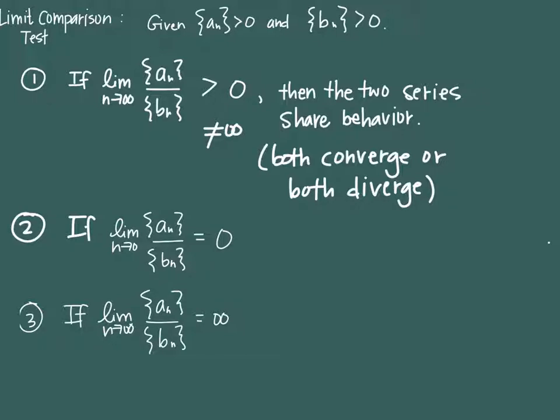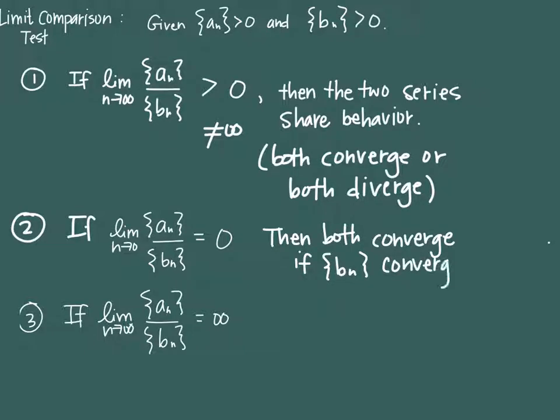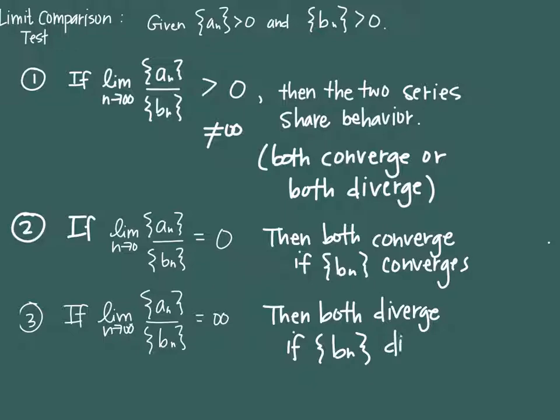Okay, if the limit is equal to 0, then both converge if B converges. And then if it's equal to infinity, then both diverge if B sub n diverges. Okay, that's it.